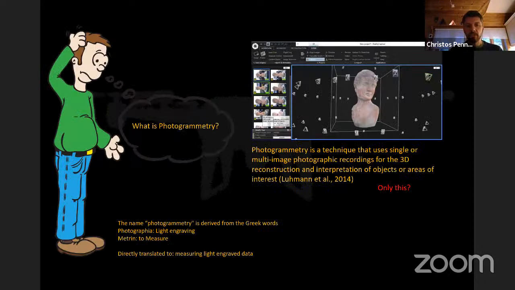So what is photogrammetry? Photogrammetry is a technique that uses single or multi-image photographic recordings for the 3D reconstruction and interpretation of objects or areas of interest. This is a definition given by Luhmann et al. in 2014. But is it only this?